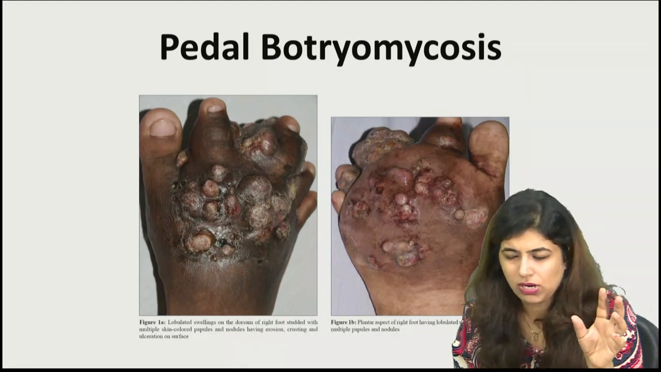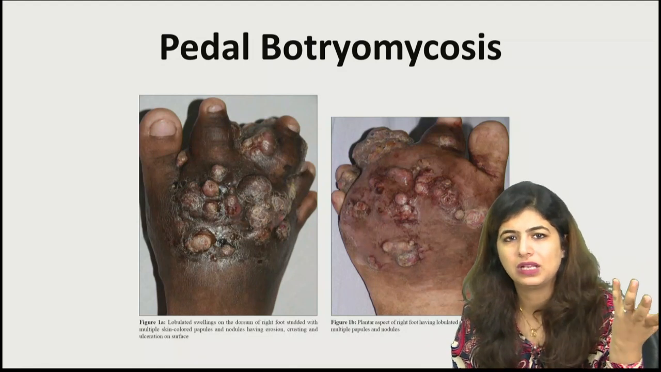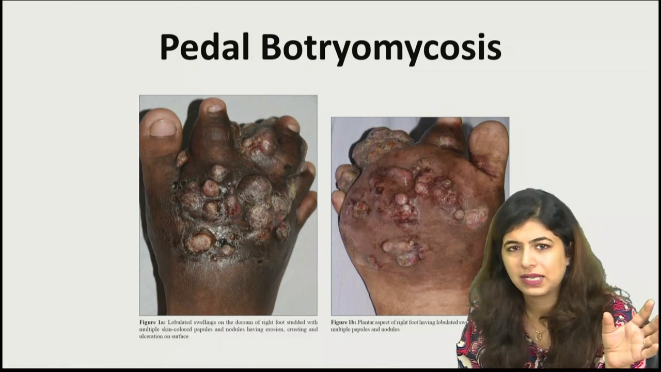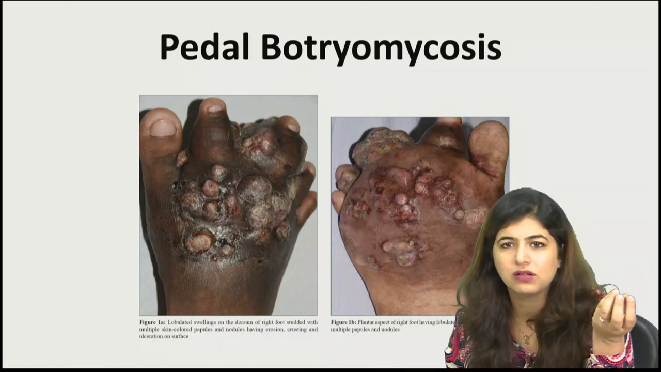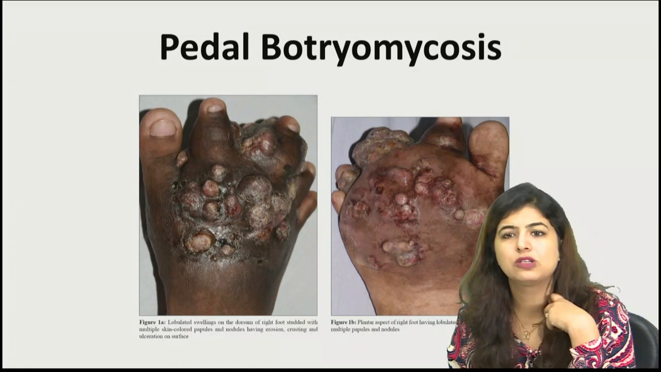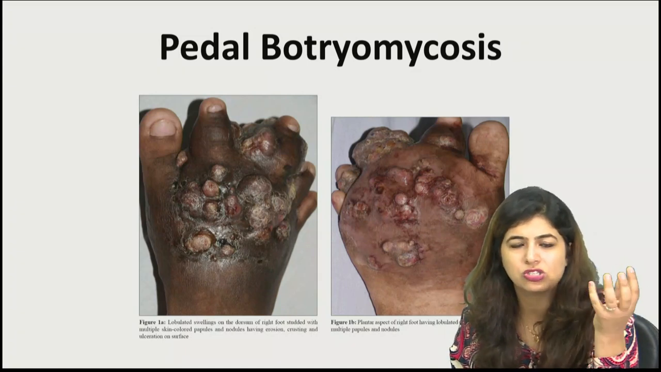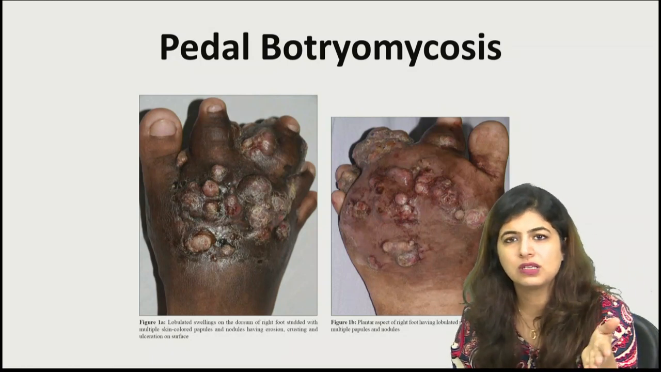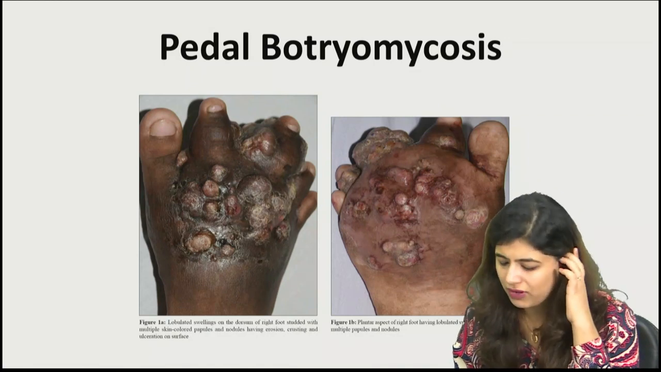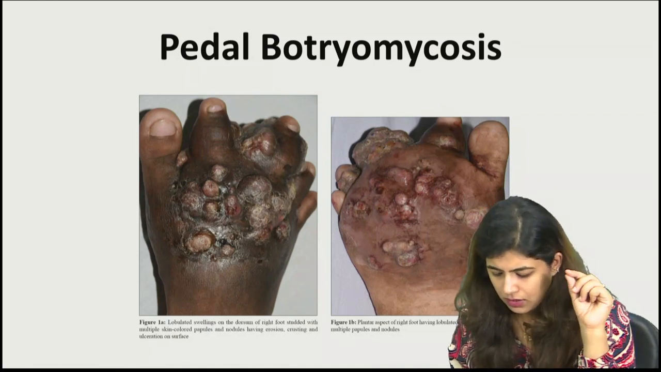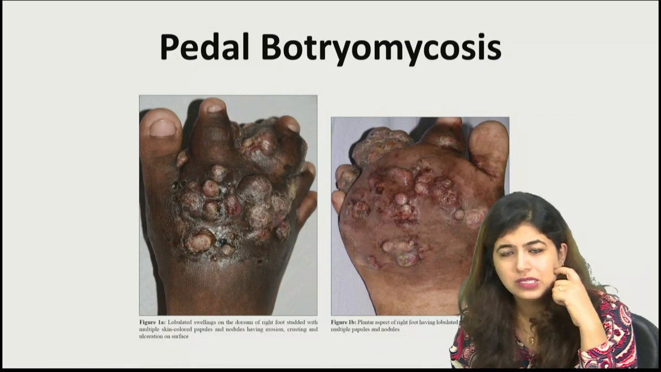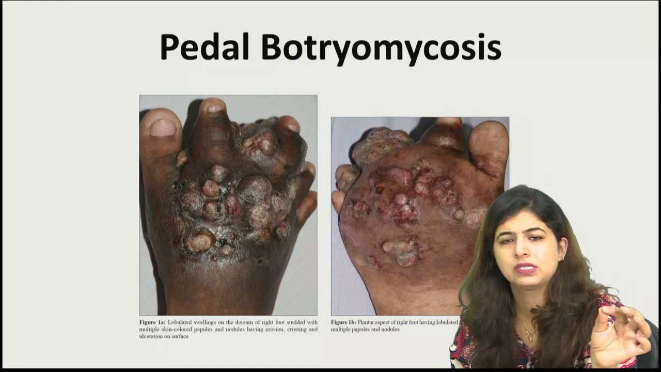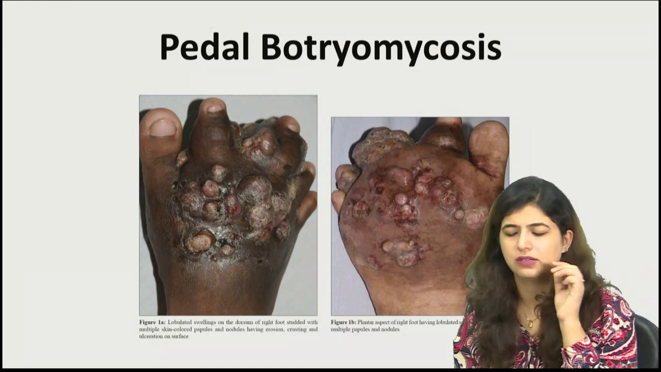So, botryomycosis is a mycetoma-like infection, but not exactly a mycetoma because there are no draining granules. In mycetoma infections, the hallmark is discharge of granules from the draining sinuses. That is not seen here. So this is a mycetoma-like infection caused by Staphylococcus aureus. Treatment is long-term anti-staphylococcal antibiotics depending upon the culture sensitivity.